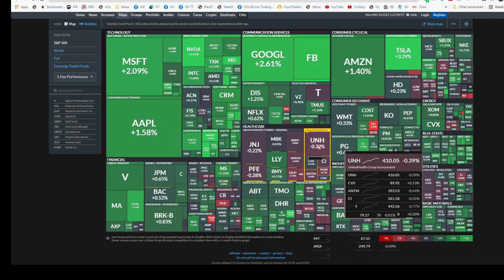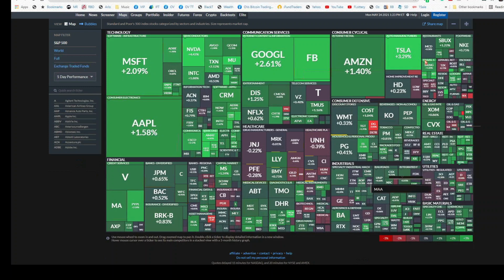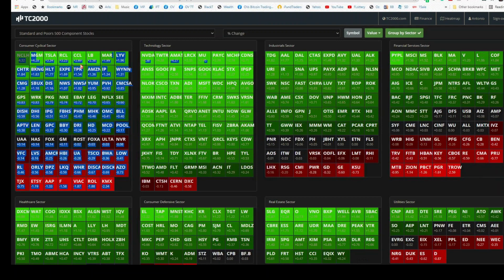United Healthcare is down, right? Those are not doing too good. Consumer Defense, well, Dollar Store is down almost 3%. But it looks pretty green overall. It's a strong market today. Here's another heat map that I look at as well. It's hard to see the numbers. They're there.